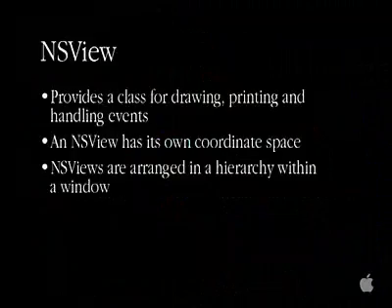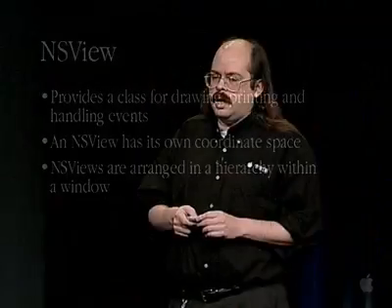So NSView is the class that draws, it prints, and it takes events. Every view has its own coordinate space. Views live in a hierarchy in a window. Every view has a superview or a subview, except for the one at the very top, which is part of the kit, and you don't have to deal with it.